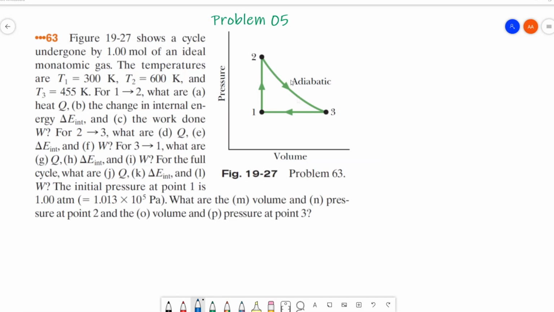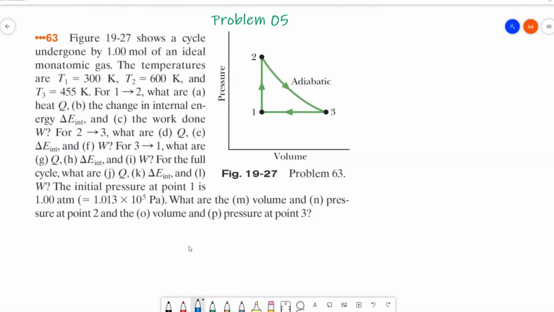In this figure, a cycle is undergone by 1 mole of an ideal monoatomic gas. So it is monoatomic. This is important. The temperatures are T1 equal to 300 Kelvin, 600 Kelvin, and here 455 Kelvin. From 1 to 2, what are the heat Q, the change in internal energy, and the work?